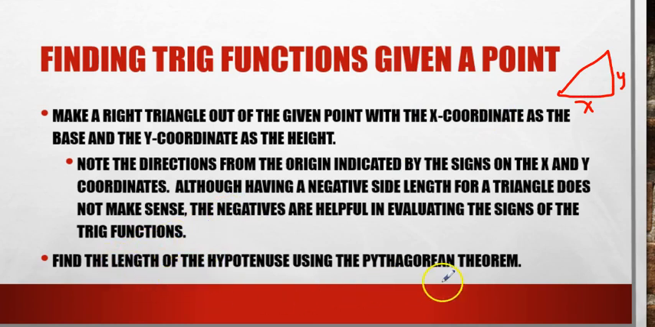You will have to find the length of the hypotenuse using the Pythagorean theorem, because you're only getting x and y from the ordered pair. So the third side of the triangle, which you will usually need to use to evaluate things like sine and cosine, since those are opposite over hypotenuse and adjacent over hypotenuse, you will usually need to identify by using the Pythagorean theorem.